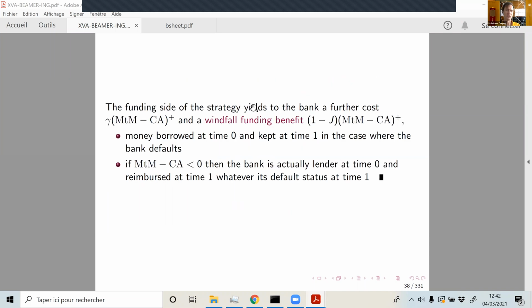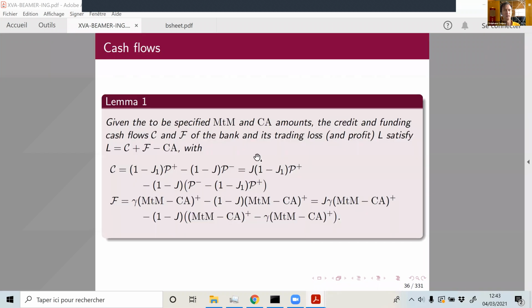Now, on the funding side of the strategy, the bank needs to borrow this positive part. The bank is paying this amount, but if the bank defaults, the borrowing debt will not be reimbursed. So the bank would keep this. So this means the bank is making a profit by this amount. Okay, and again, this is proof. This is lemma. This is not statement. And again, when SAP is very easy, we might say it's obvious. Well, it's almost obvious. Not so obvious because again, some people would argue that F should come without a plus here, or some people would forget to retrieve the minus here.